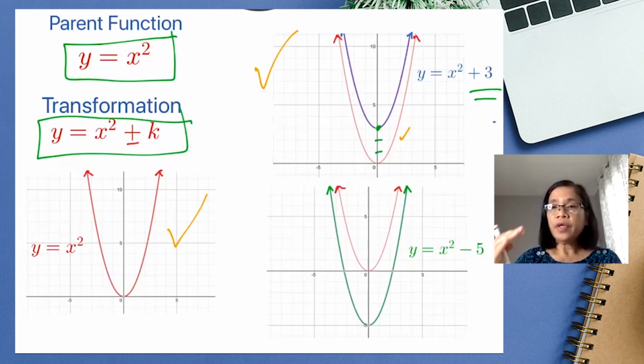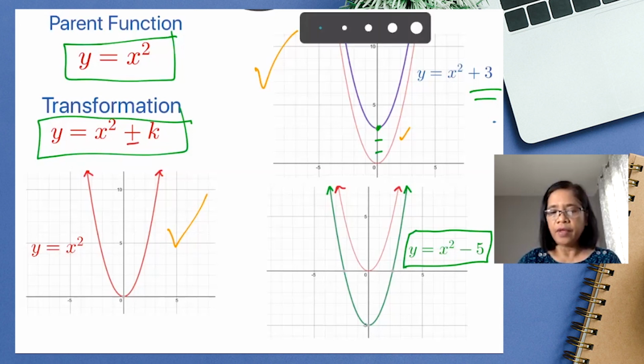So the k here displaces or moves the graph k units up or down. So it's a vertical shift. In the same way, when we have the function y is equal to x squared minus 5, the graph of this function as it relates to the parent function or the parent graph, which is the red graph here, or the red parabola.